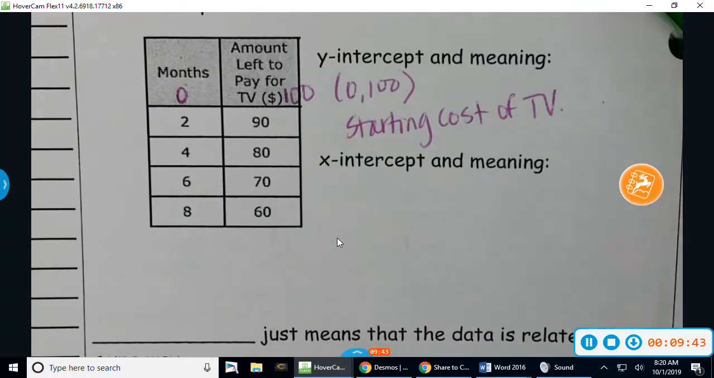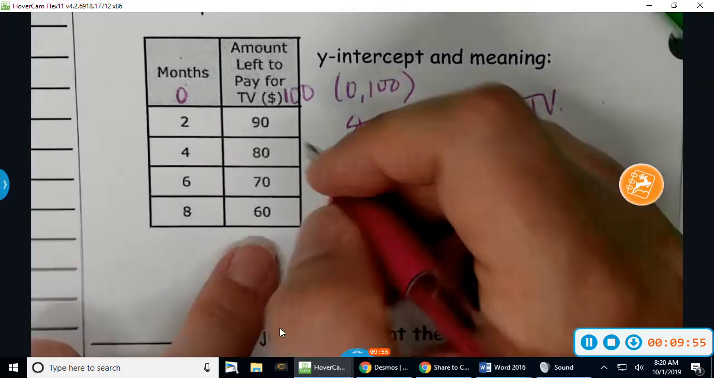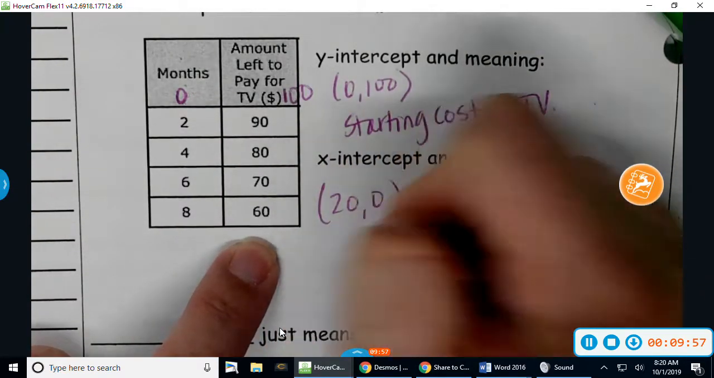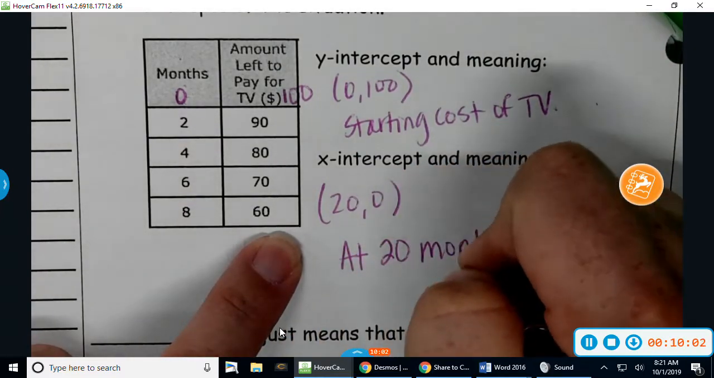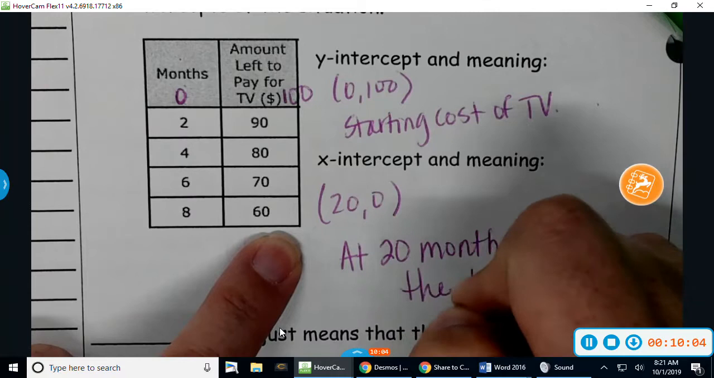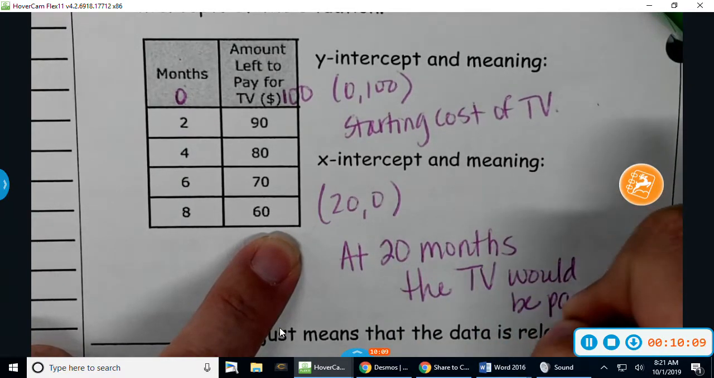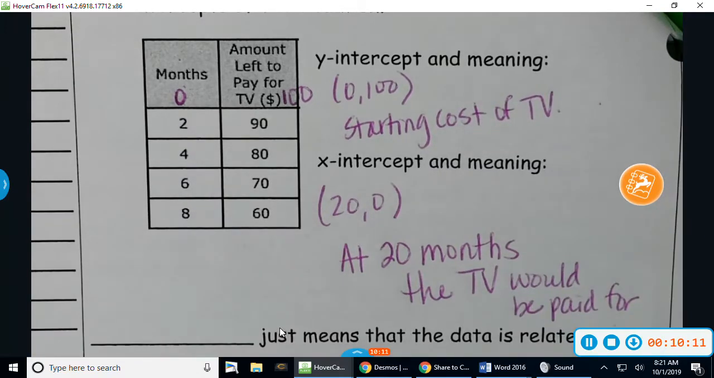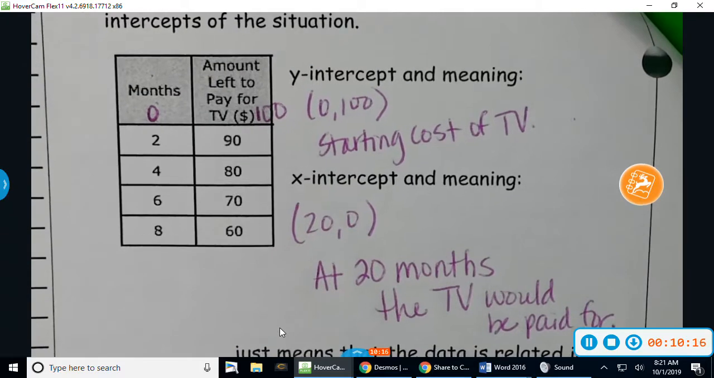Now the x-intercept, if I go back to Desmos, I can find it. Right there, it's 20. And so that's 20 months, I would have $0 left to spend on the TV. So 20, 0. And that means at 20 months, the TV would be paid for. Okay. All right, so x and y intercepts.